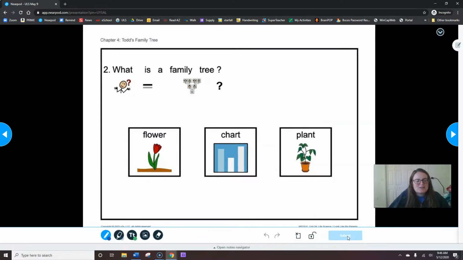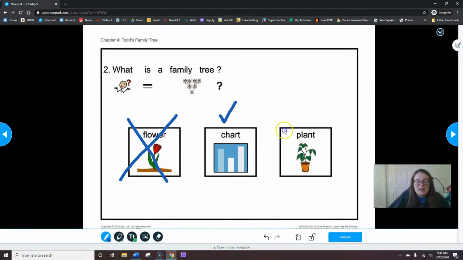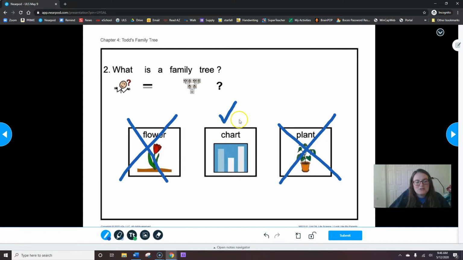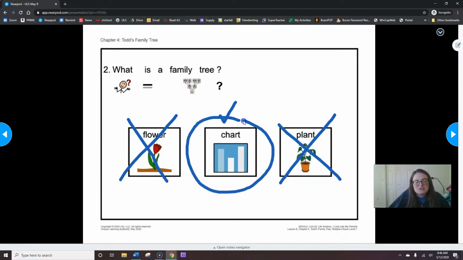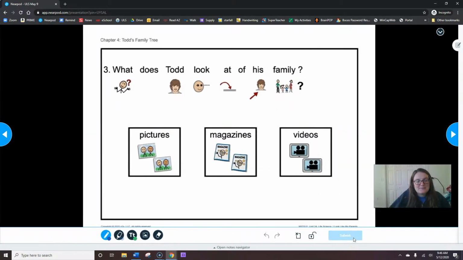What is a family tree? Is it a flower, chart, or plant? It shows a chart because you have your grandparents, your parents, and then you. So it's not a flower. It is a chart, and it's not really a plant like a tree. What is a family tree? A chart. When you're done circling chart, hit submit.